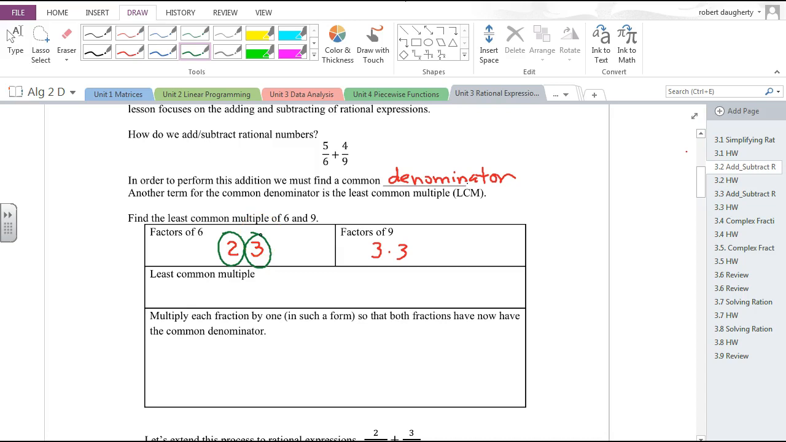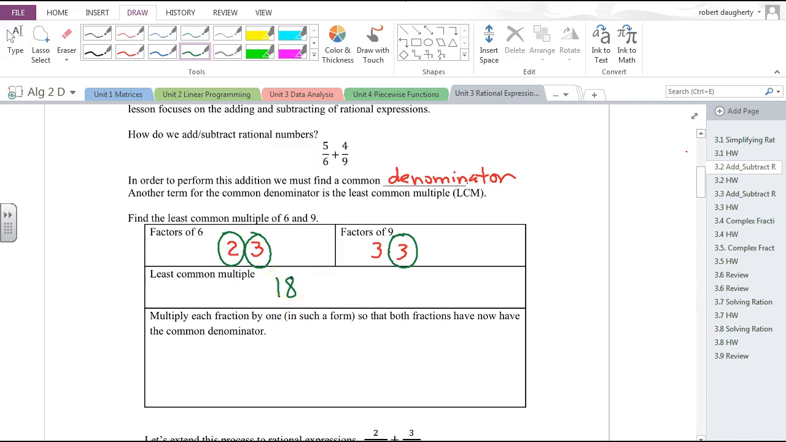Look over here. My denominator is going to have a 3. Well, good news. We already have one. But not only is it going to have one 3, it's going to have how many? It's going to have 2 3s. Okay? So this tells me my denominator needs to have a 2 and a 3. This tells me my denominator needs to have 2 3s. So what is the common denominator here? 2 times 3 times 3, which is 18. Okay? So the common denominator here is 18.